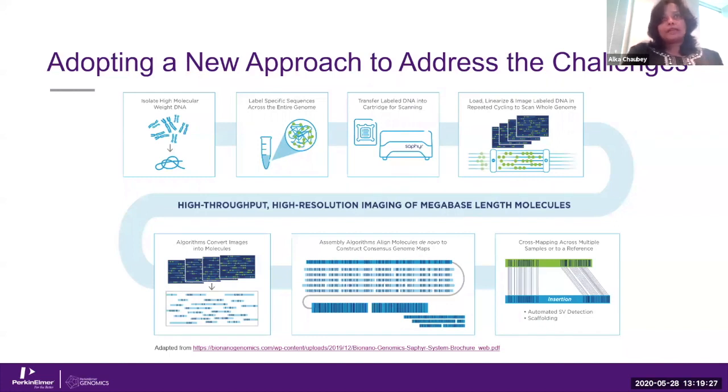If we start from the top left, this technology utilizes a very special DNA isolation method. As you remember, we have to look for these D4Z4 array repeats on our DNA. So these high molecular weight long molecules are isolated, and they are labeled with specific sequences across the genome. These labels are very unique and very specific, and they have a very unique pattern for every chromosome. And this has already been well established. Now, this labeled DNA is then transferred onto a little chip, and the chip has nanochannels. And those nanochannels allow the linearization of these long molecules.